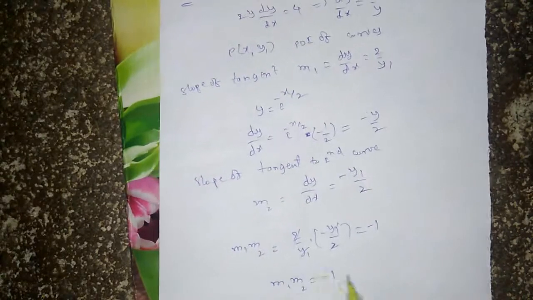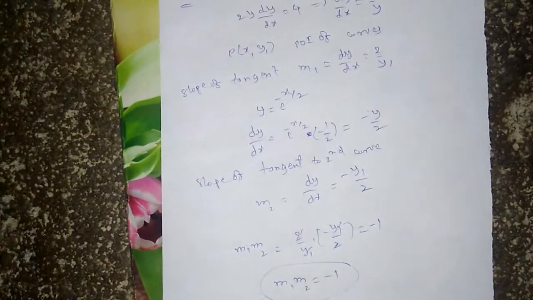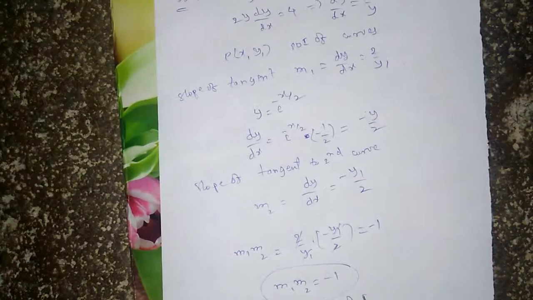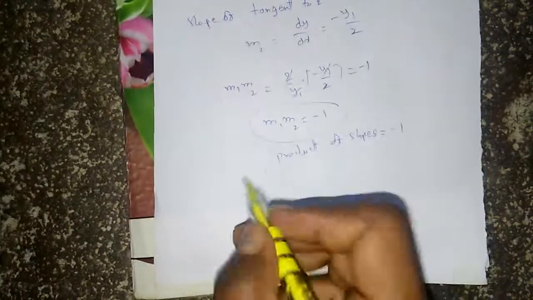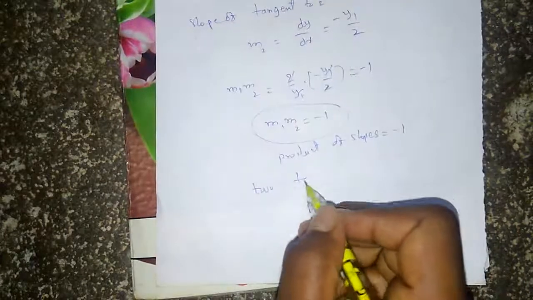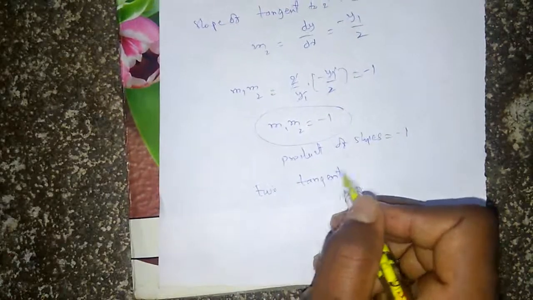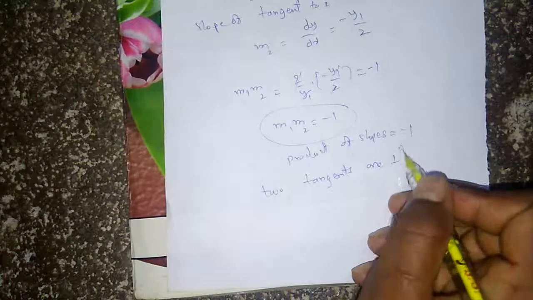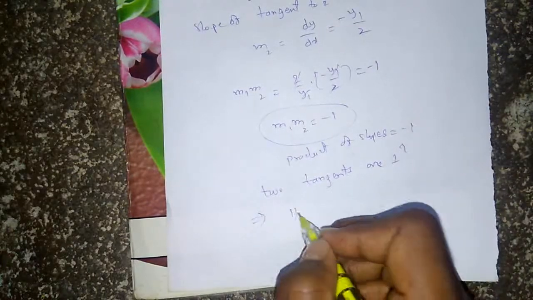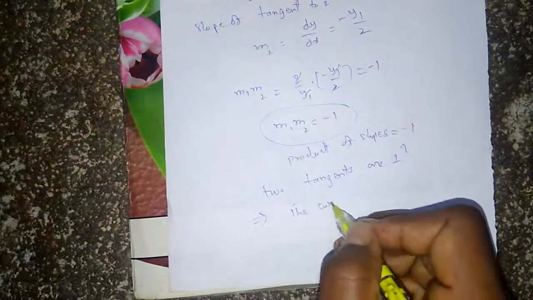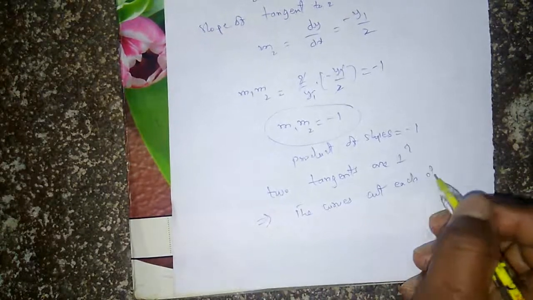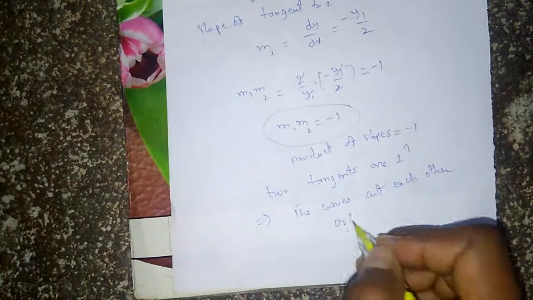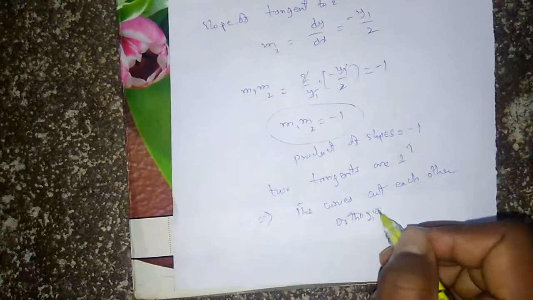Product of slopes is equal to minus 1, implies the two tangents are perpendicular. Implies the two curves cut each other orthogonally or at 90 degrees, both are the same.